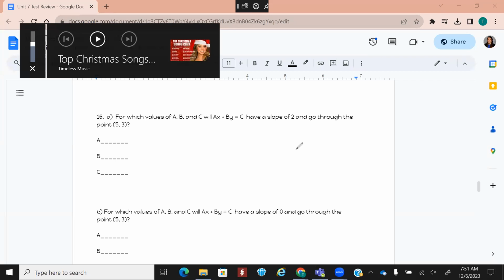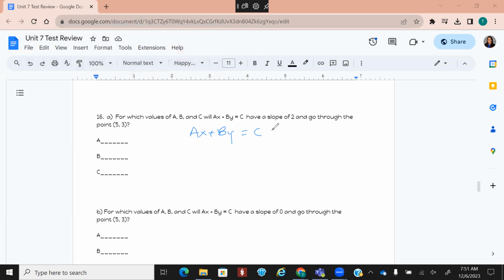So on here, we've got these values, A, B, C. So we've got this equation, AX plus BY equals C. This is standard form, okay? We just don't see it that often. Now it has a slope of 2 and needs to go through the point 5 comma 3. I want you to ignore the standard form really quick. And you know how we have the point slope form? Like we have this formula, right? We've seen this before. Let's go ahead and plug in the information that we have.